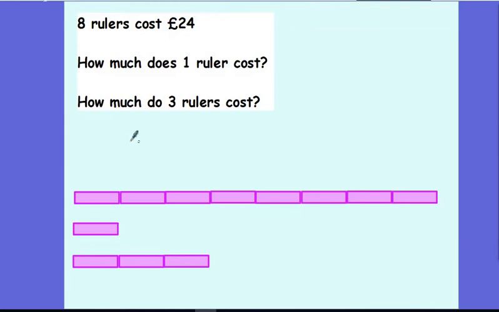Light blue books for me. If 8 rulers cost £24, how much does 1 ruler cost? And how much do 3 rulers cost? In your light blue books, can you work these out now, please? I've drawn you a bar model at the bottom. Feel free to use it, it might help you out.